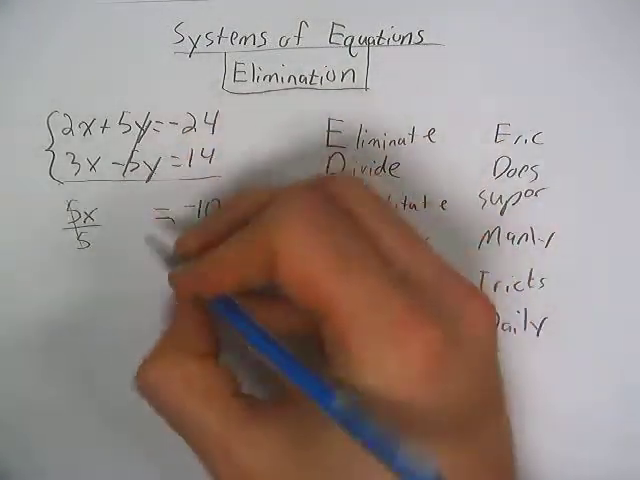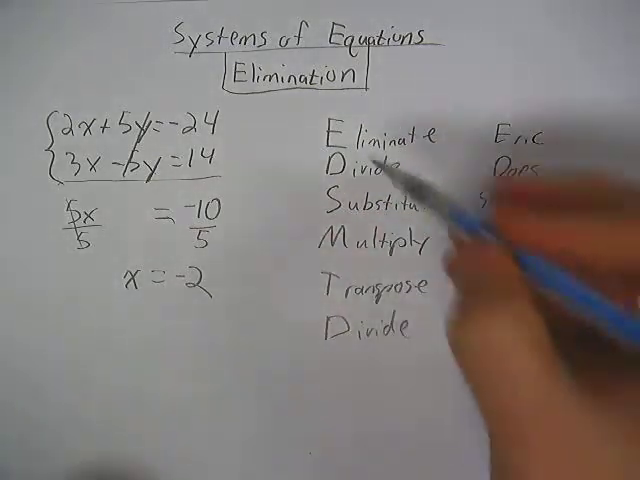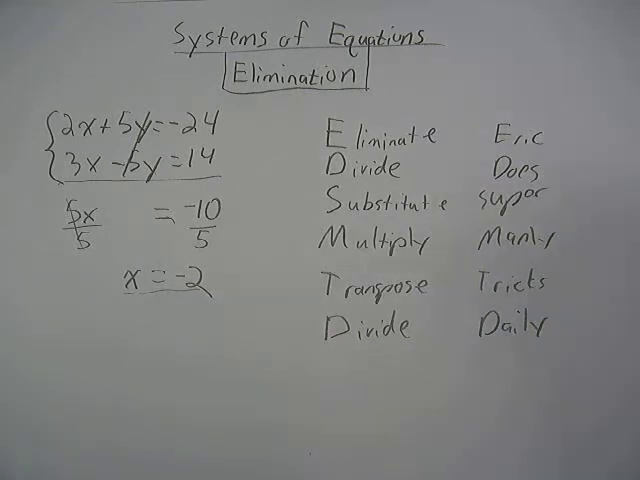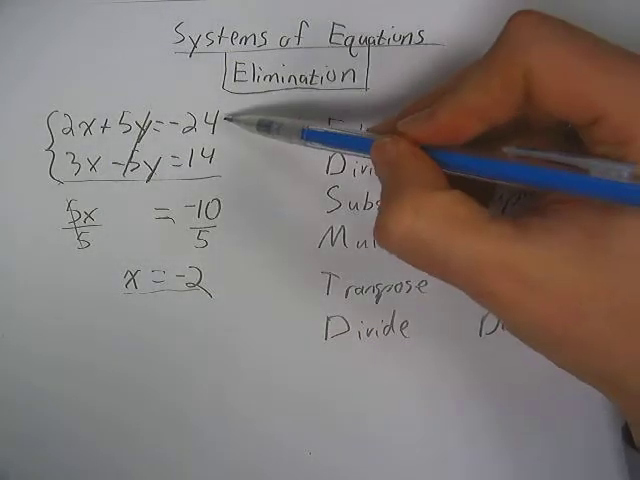Now, that leads us right into step two, which is divide. Go ahead and divide both sides by that number in front of x. It's going to cancel out and give me x equals negative 2. So in the first two steps, I already have one of my two answers. So half the answers are already done. Let's jump back into the next step.